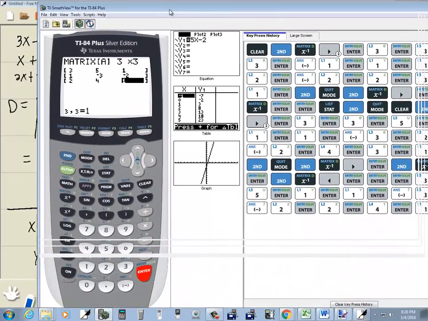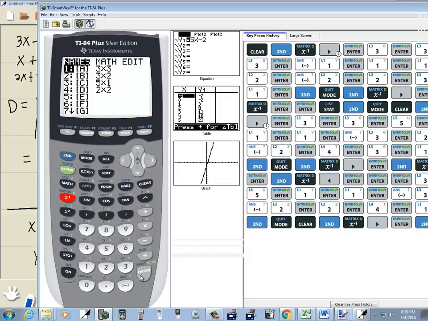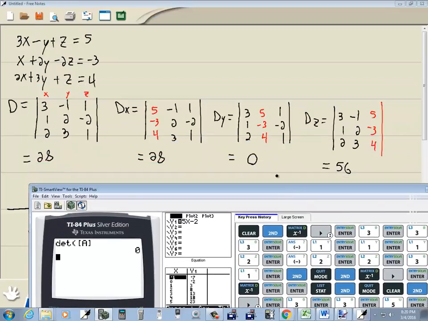Okay, so I'm going to exit out. I'll do second mode. Now I'm going to go do my determinant. So I'll do second, X to -1, right arrow to math, enter on DET. Second, X to -1, enter on A, enter again. And we get 0, which is our 1 right there. Now let's do this one over here.